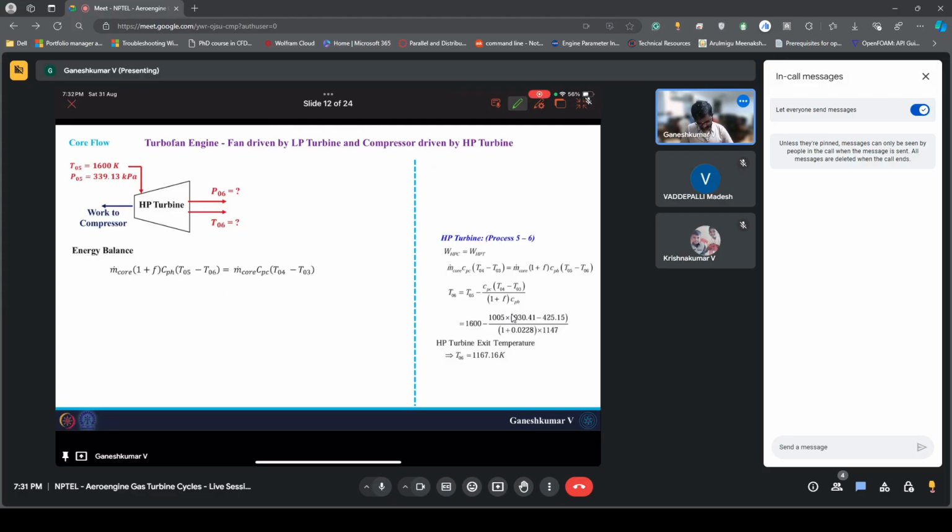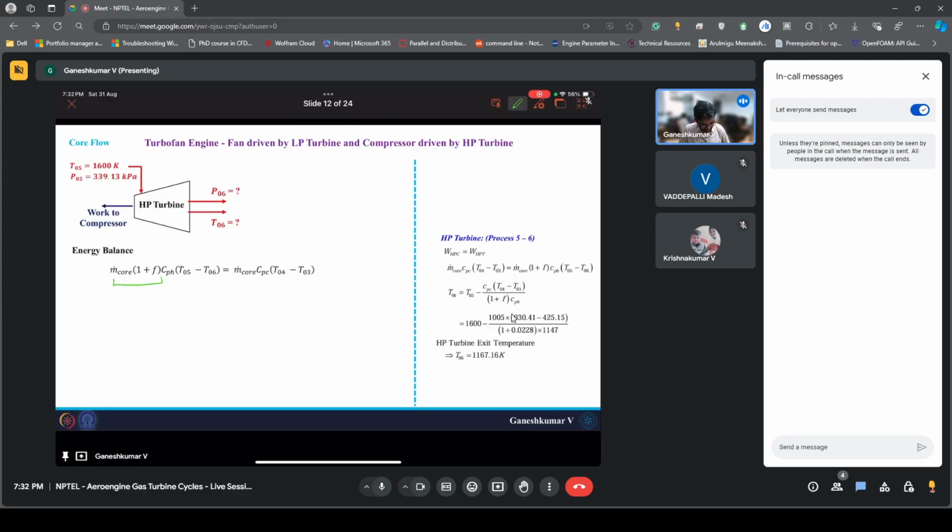So as I said, the energy balance would be the amount of work extracted from the HP turbine, which is going from T05 to T06. So from T05 to T06, the mass flow rate is the mass flow rate of the core plus the fuel air ratio. That's why you have m dot core into (1 plus F) times CPH. CPH is for hot gases, and T05 minus T06 is the amount of work extracted, and that is used to drive the whole compressor. In our earlier case, it's T04 minus T03.